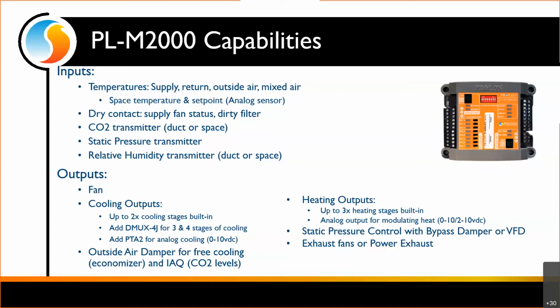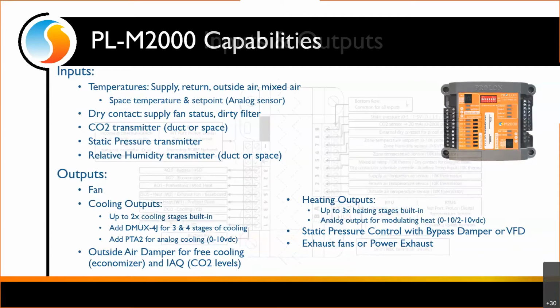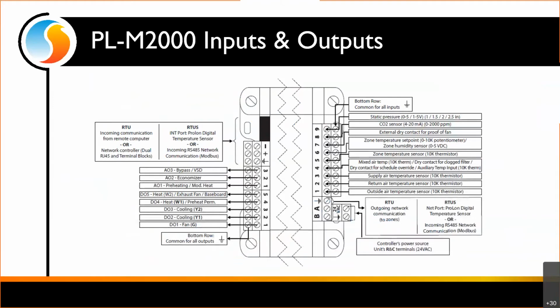On the heating outputs, it's very similar to the C1000, except we have 1 additional output. So instead of 2, we actually have 3 outputs. We have a dedicated analog output for a bypass damper or variable frequency drive. And we are able to use one of the heating outputs. We can reconvert it if we want for either exhaust fan control, which would be based on occupancy, or we can control a power exhaust fan if we have one in the unit, which will activate based on the outside air damper position.